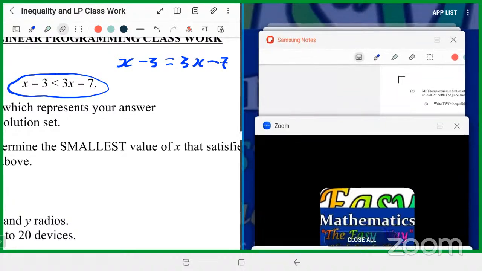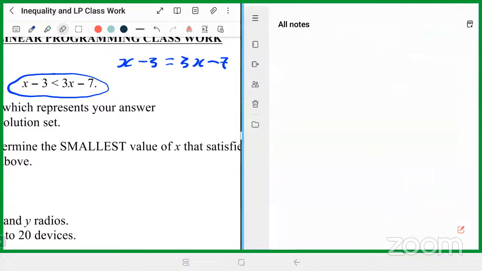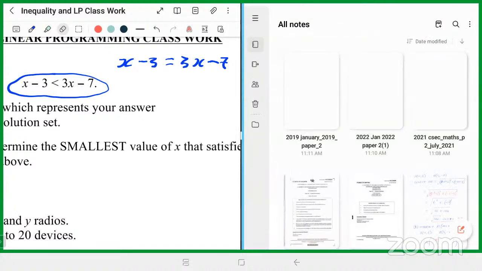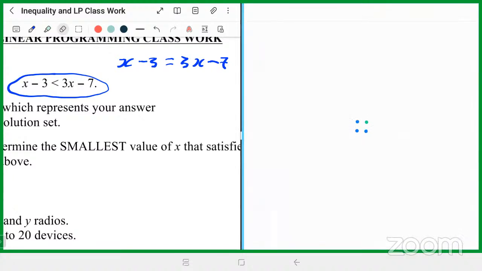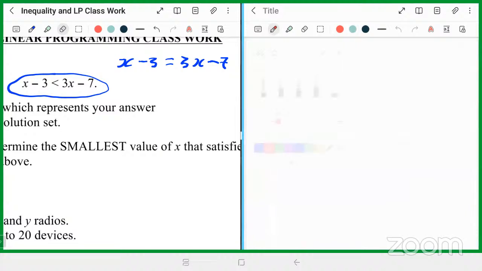All right, I thought I had a notes up here. Let me get it. Right here. All right, so this is it, guys. We're going to be doing this question right here.